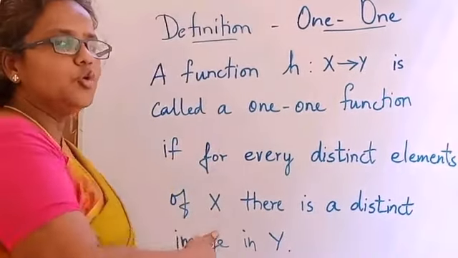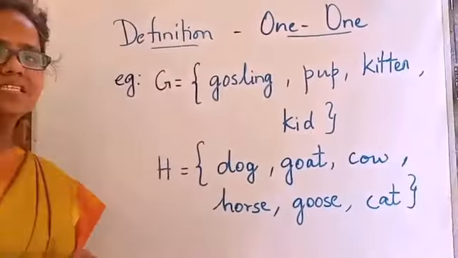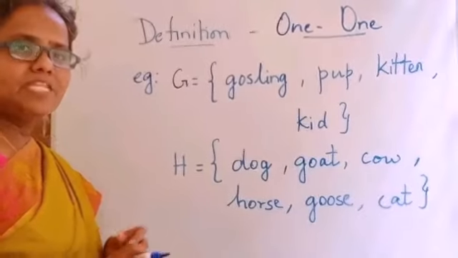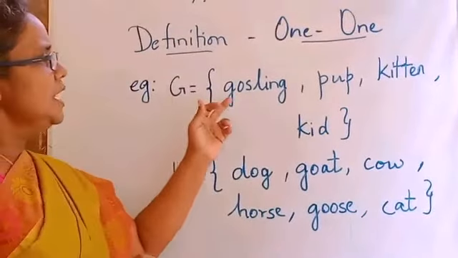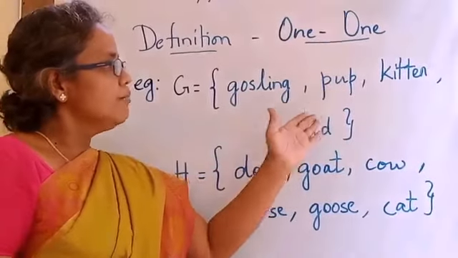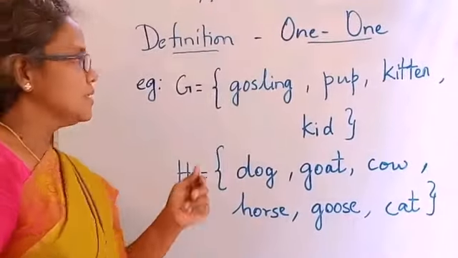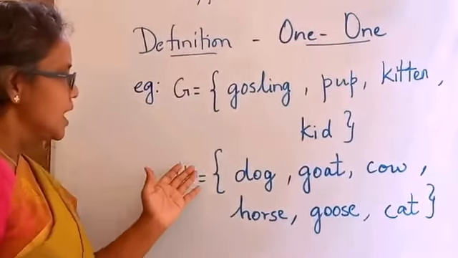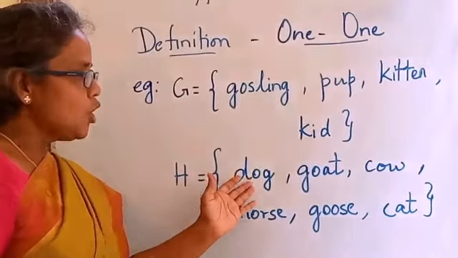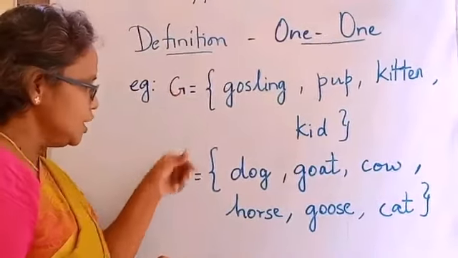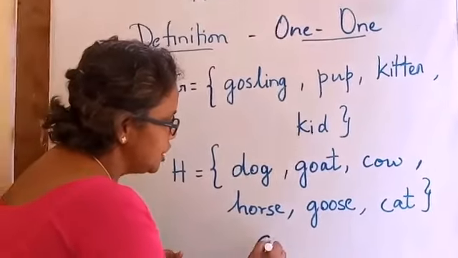Now I'll show you an example for this. We have two non-empty sets, namely G and H. In the set G, as you know, these are some babies of some animals: gosling, pup, kitten and kid. And the set H has the elements, namely dog, goat, cow, horse, goose and cat. So we are going to show a relation from G to H.